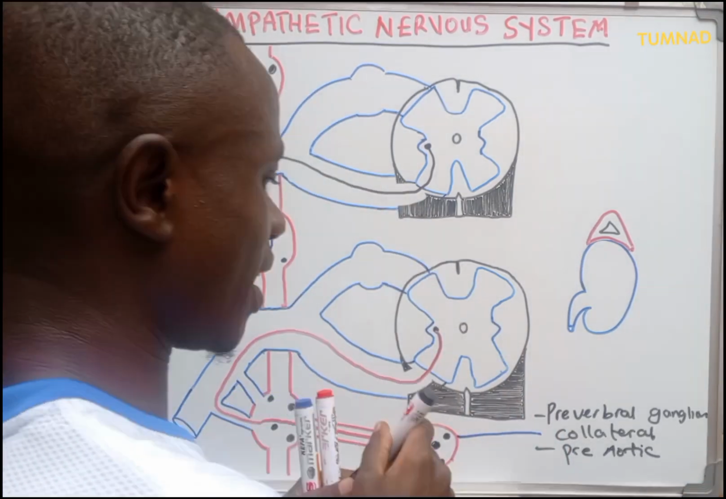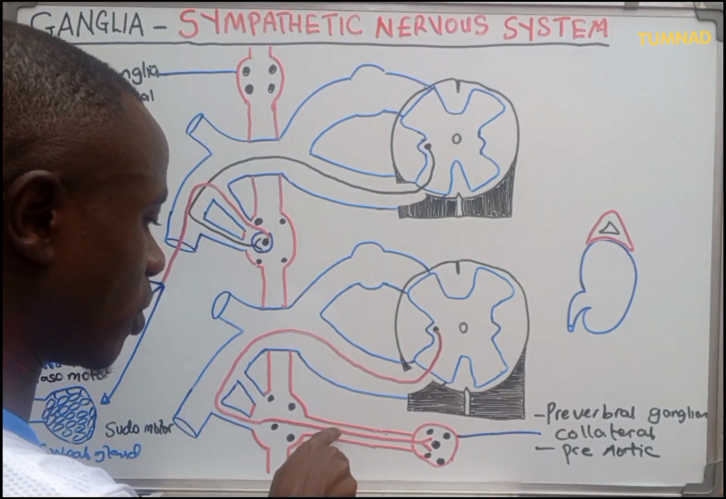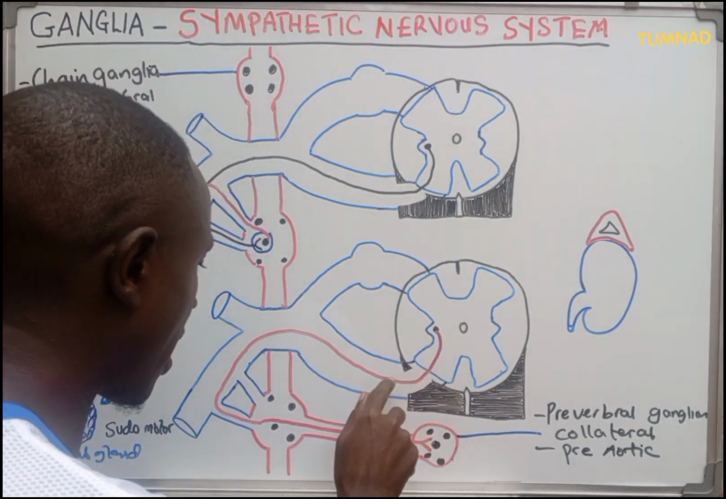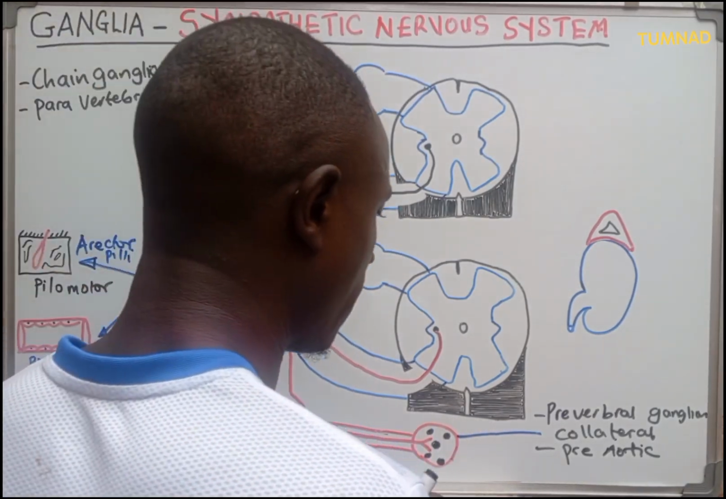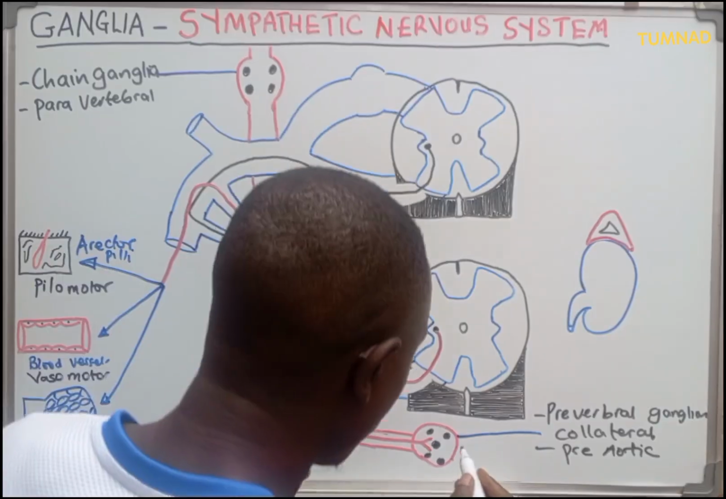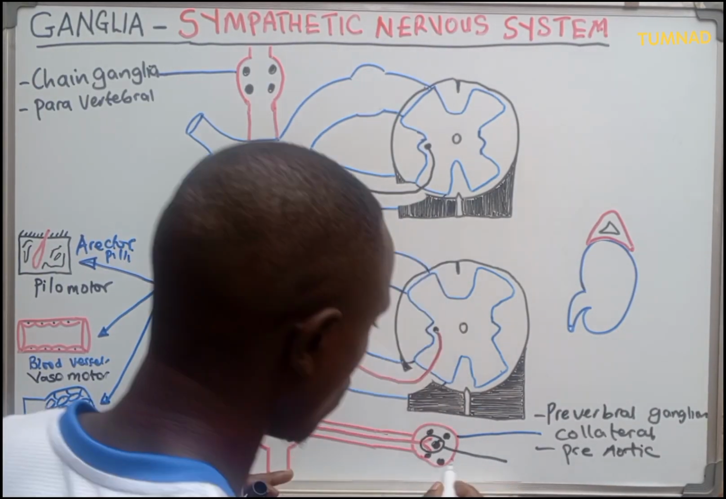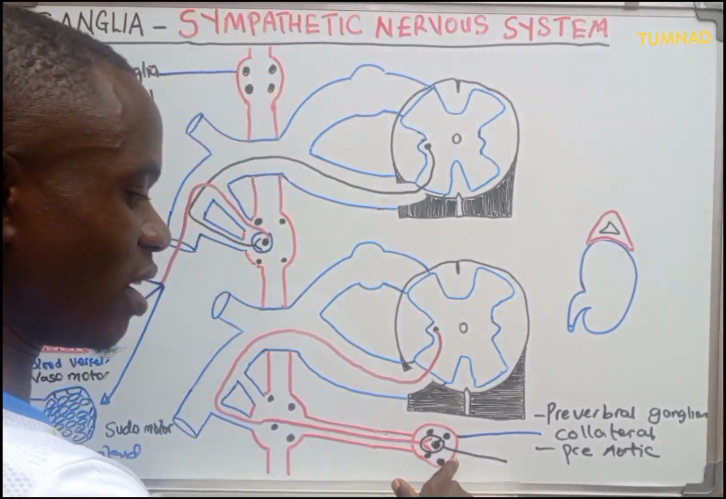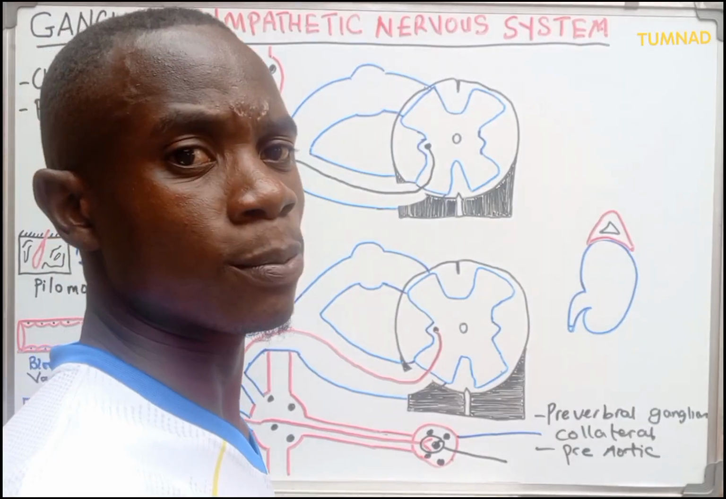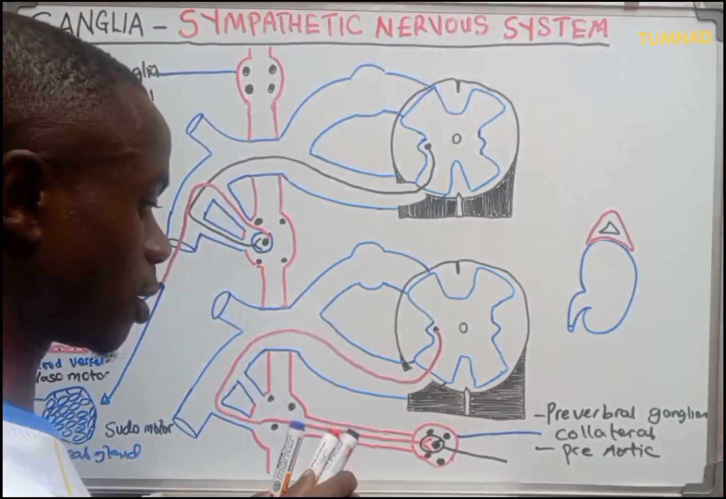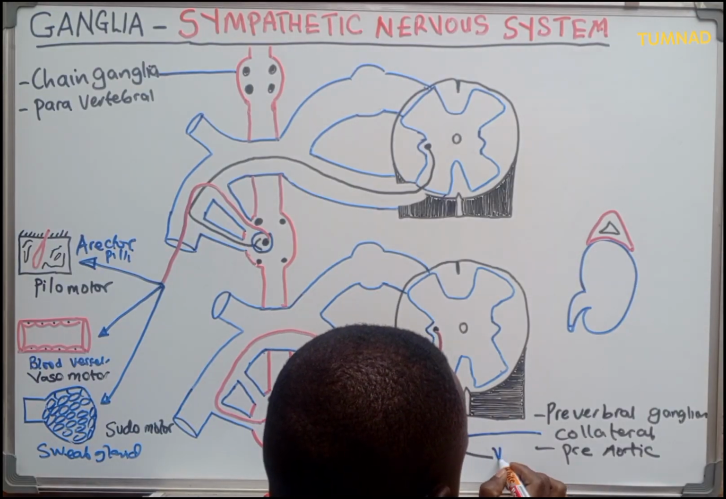Okay, so now this ganglia has a couple of names. When the preganglionic motor fibers of the sympathetic nervous system don't synapse in the chain ganglion, but move to the prevertebral ganglion instead, the postganglionic motor fibers can just come out. Whenever these fibers come out of the ganglia, this now becomes a splanchnic nerve.